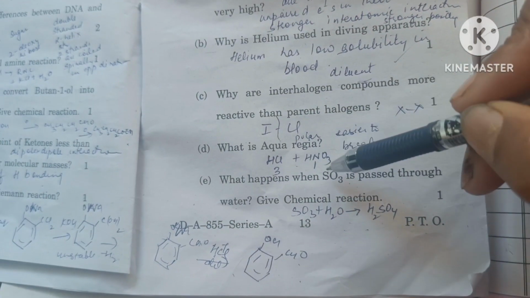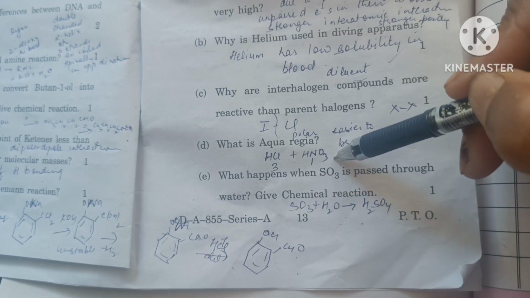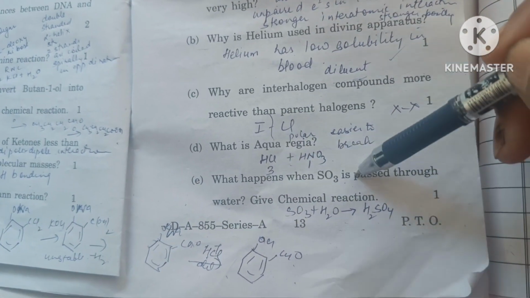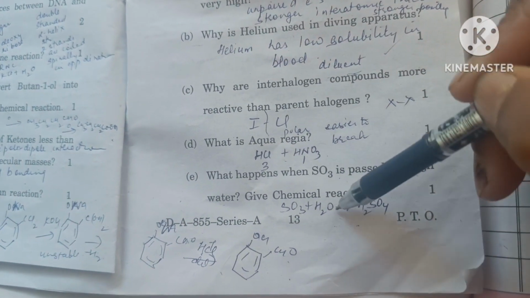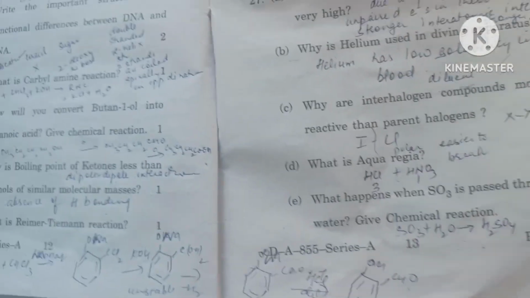Aqua regia is 3:1 mixture of HCl and nitric acid. What happens when sulfur trioxide is passed through water? It forms sulfuric acid.